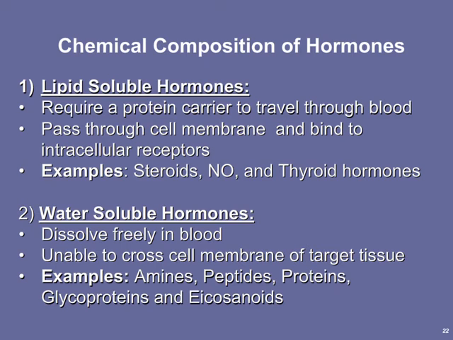In general, the lipid-soluble hormones are going to be the ones that are produced by both the gonads, the ovaries and testes, and also the adrenal glands. Pretty much everything else is going to be a water-soluble or protein hormone.